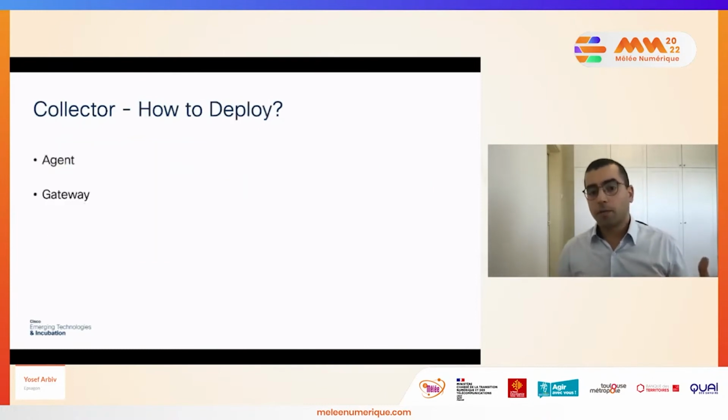So the collector can be deployed in two different ways. It can be deployed as an agent running on the same host as your application, or as a gateway on a different host if you want to separate, as I said before, your application from the telemetry backend.